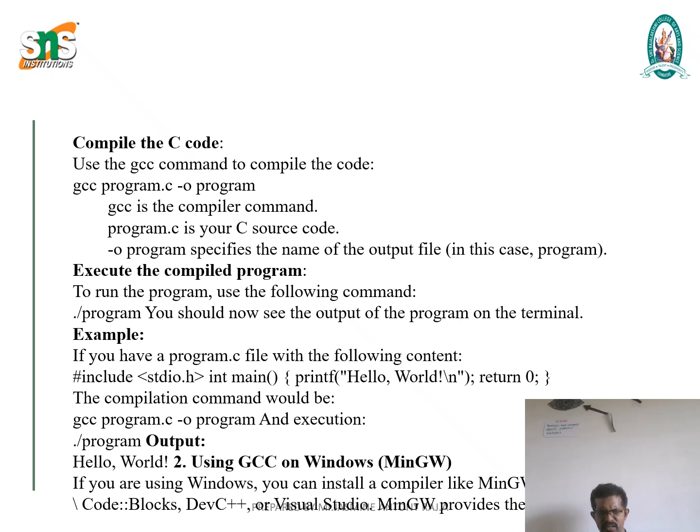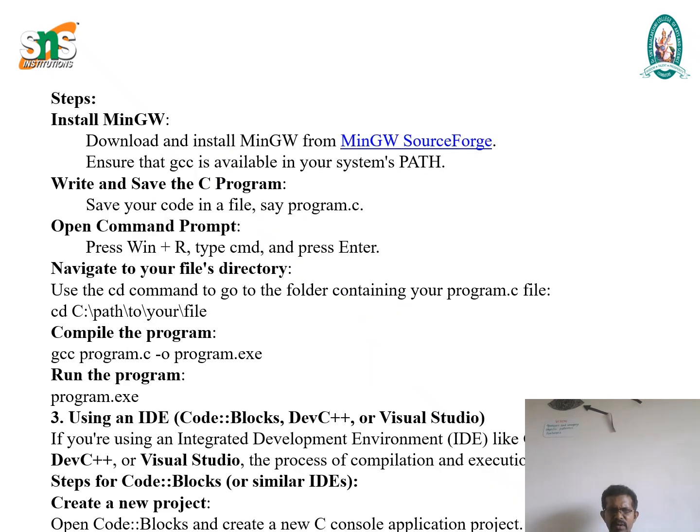Next, the compilation command would be, for example, gcc program.c -o program, and then the execution command. The program output will be hello world. Second, using GCC on Windows with MinGW. If you are using Windows, you can install a compiler like MinGW. The compiler may be different, but like this, we can run and execute.